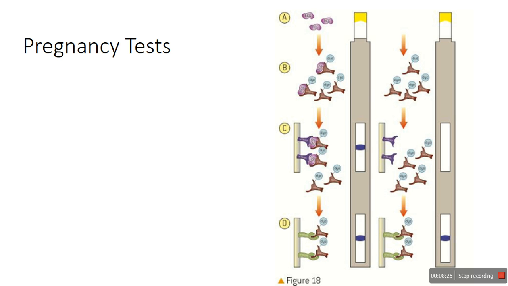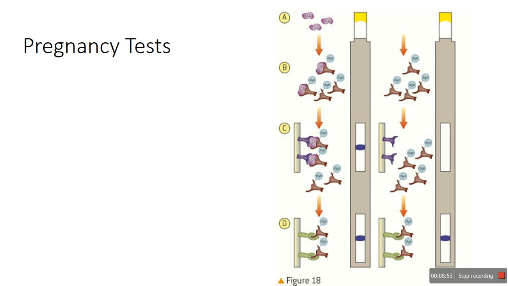So in urine, there is a hormone called HCG. The HCG is called human chorionic gonadotrophin. It's uniquely produced during pregnancy by the developing embryo and later by the placenta. And basically urine has quite detectable levels of HCG.